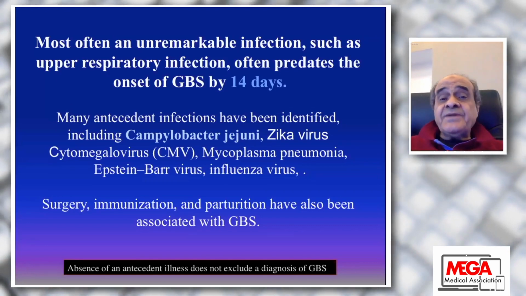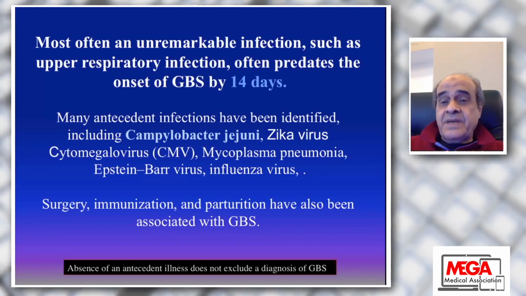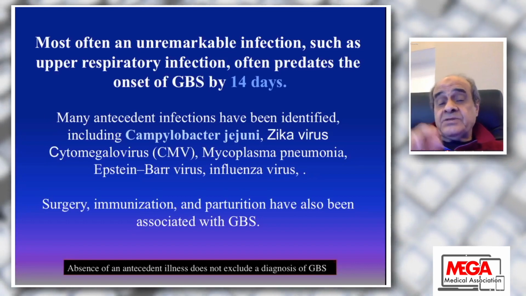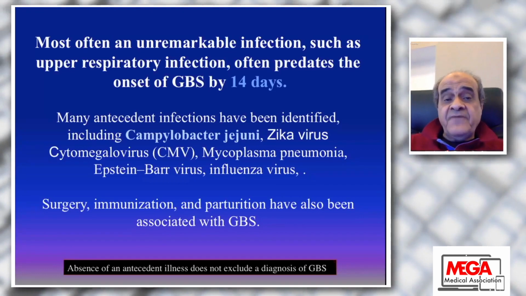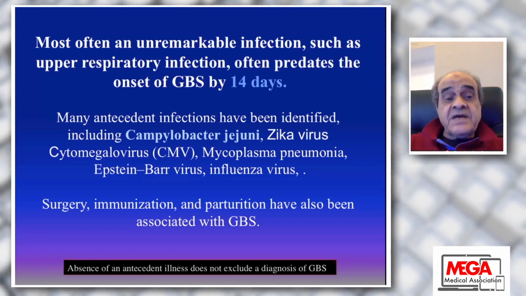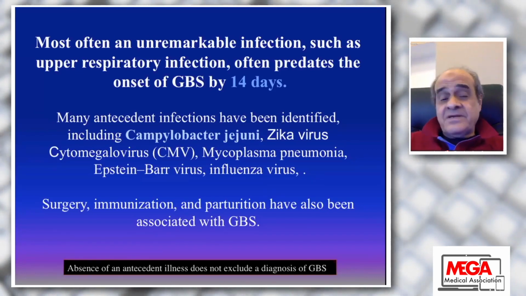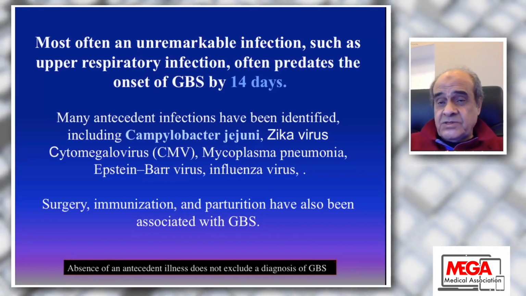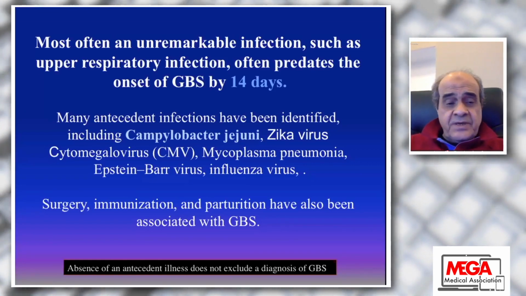Most often, unremarkable infections precede Guillain-Barré syndrome. Mostly the patients complain, especially of Campylobacter jejuni. Up to a quarter of our patients suffer from a previous Campylobacter infection, Zika virus, cytomegalovirus, Mycoplasma pneumoniae, Epstein-Barr virus, influenza virus, and some vaccinations, especially the influenza vaccine. Mostly influenza vaccine, with some patients and some vaccines exhibiting this.